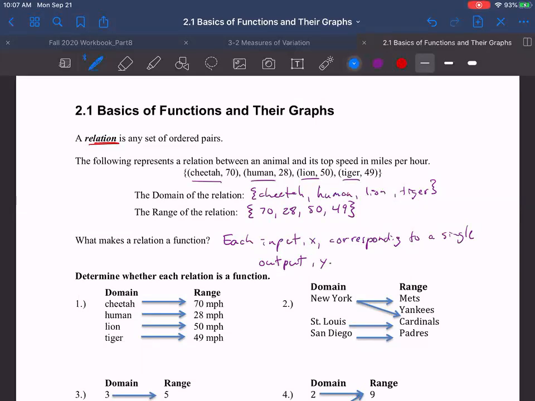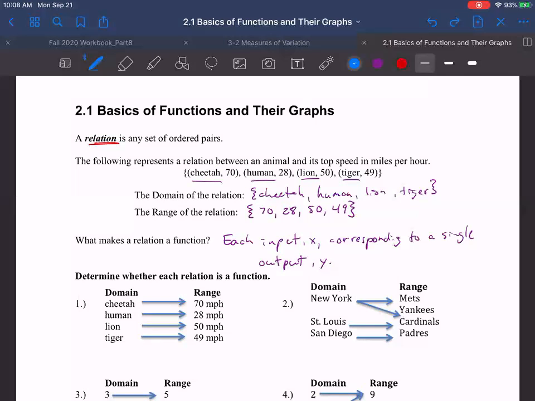So notice cheetah only goes to 70. It doesn't go to 70 and 50 or something like that. For cheetah, it's the only one. It just has 70 like that. There's no repetition of the inputs. Each one of them only gives you one output. In fact, giving you that output is called mapping to. You can say cheetah maps to 70. Or human maps to 28. Lion maps to 50. You give it an input and then it maps it over to your output.